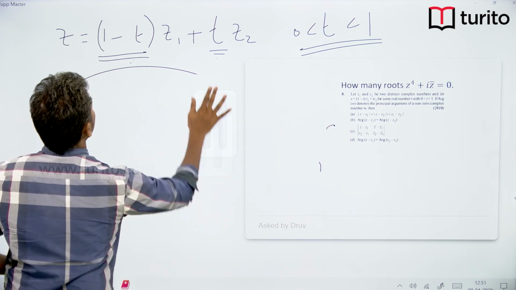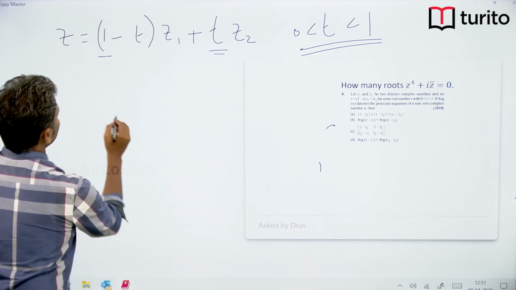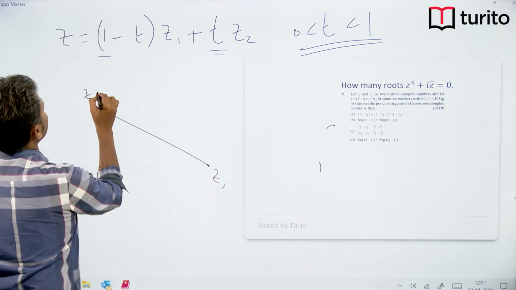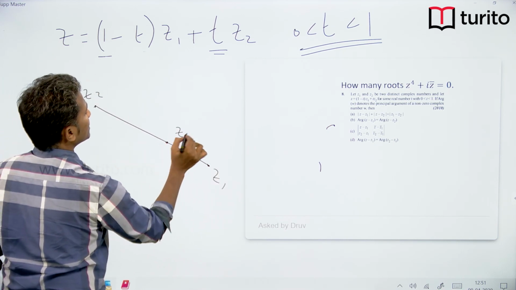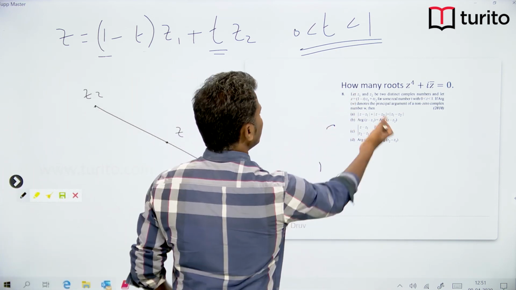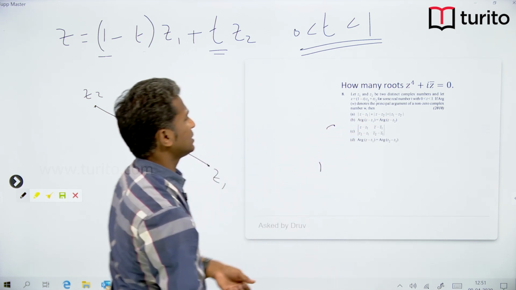Let me just remove this part. So, here let us say z1 is here, z2 is here, z has to lie somewhere on this line segment. So, we just concluded it. Now, try to see which options are valid.